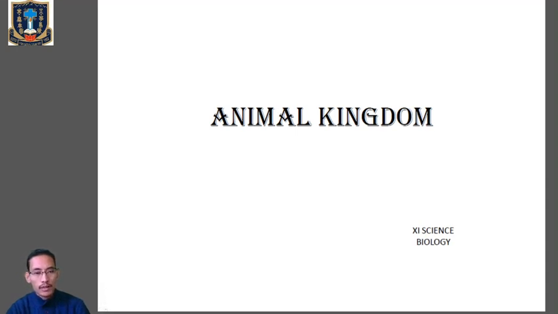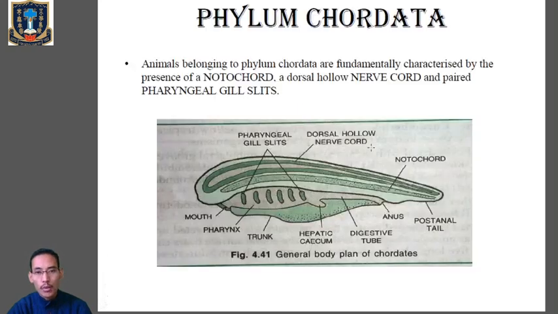Welcome to biology class. Today we will continue with the same chapter, animal kingdom, and we will begin with the new phylum, that is Chordata. Clear? Okay. The most important thing is that this phylum Chordata was established by Balfour in 1880. Under this phylum Chordata, we have put around 48,000 living species.